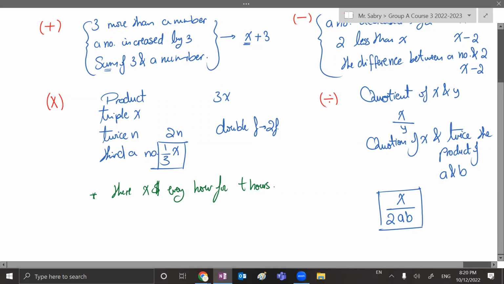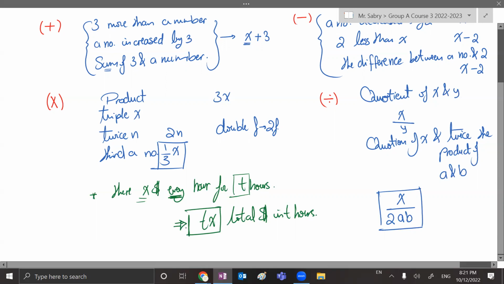What does that mean? Because the X is repeated every hour, the X is multiplied by the number of hours. So if I say there's X dollars every hour for T hours, this is T times X. T times X will give me the total dollars in T hours. Does this make sense?